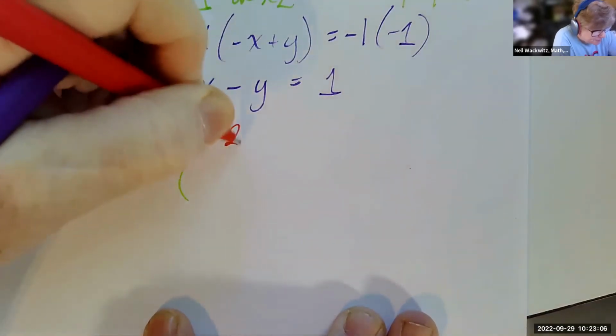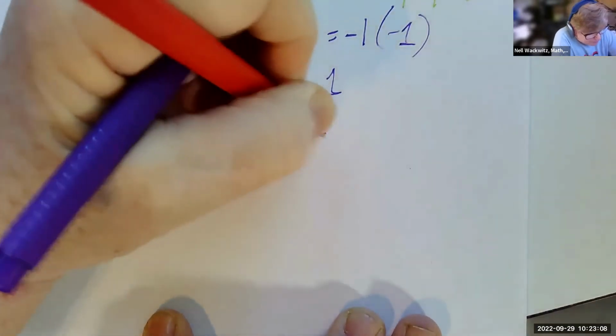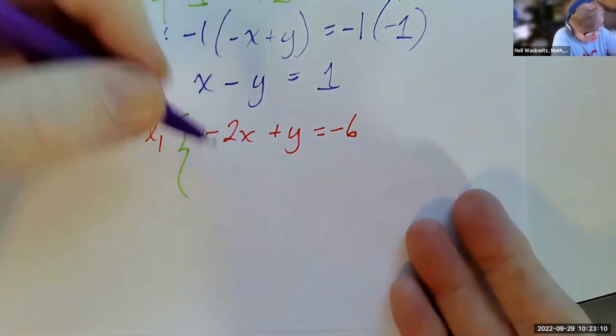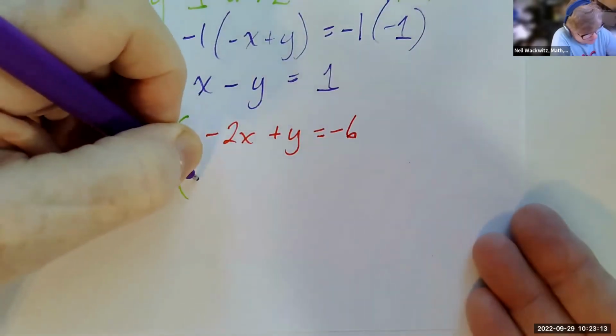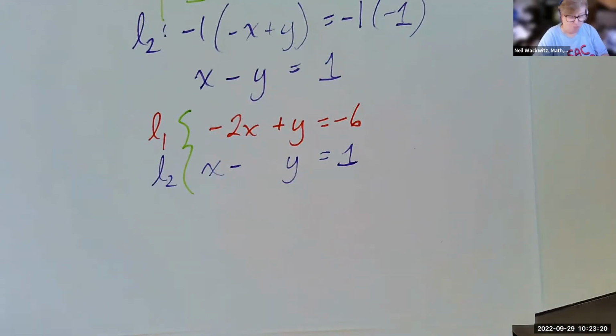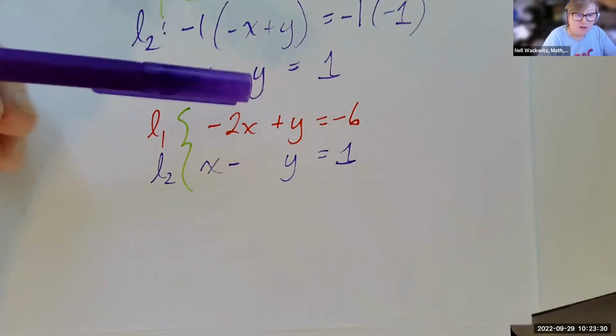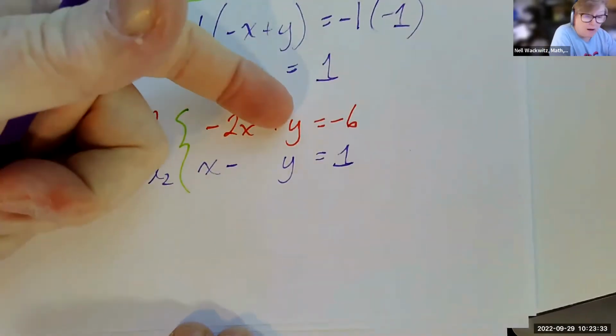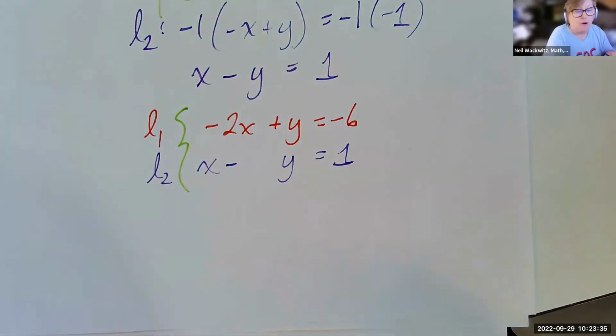Line 1 is -2x plus y equals -6. And line 2 is x minus y equals 1. Then we have to do line 1. Since it's a positive and we have to change it to a negative, we multiply it by a negative. So here we've got a positive 1y and a negative 1y, and that's what we wanted.